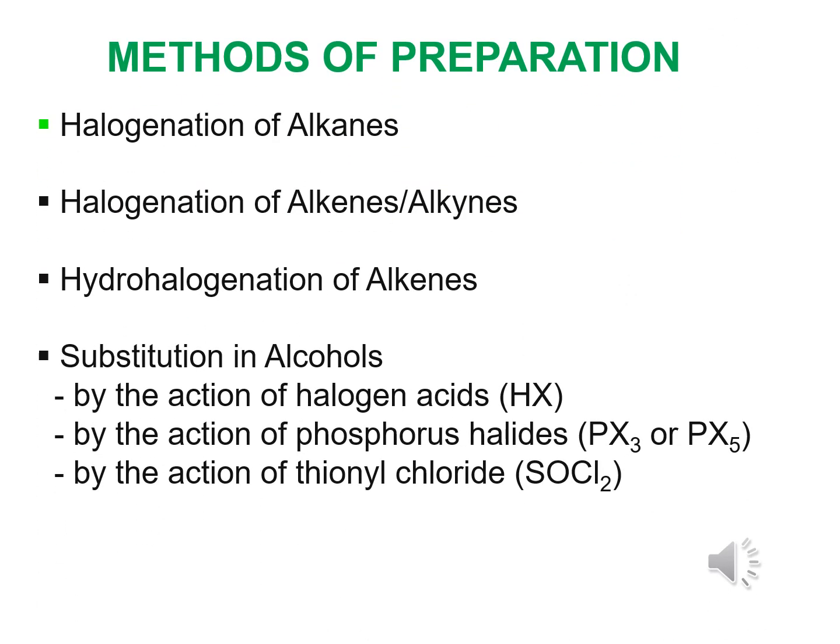How are these haloalkanes or alkyl halides prepared? They can be prepared by halogenation of alkanes or alkynes, by hydrohalogenation of alkenes, and by substitution reaction in alcohol, which can be done by using halogen acids or phosphorus halides or thionyl chloride.